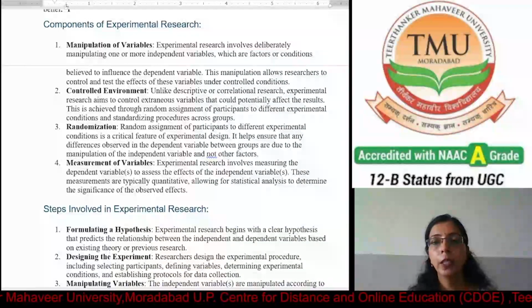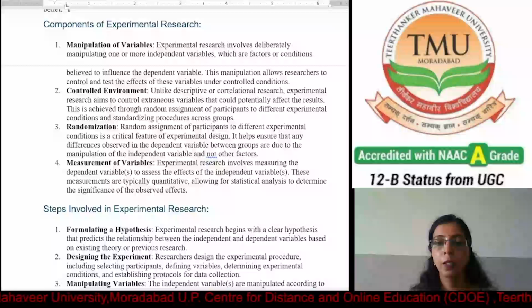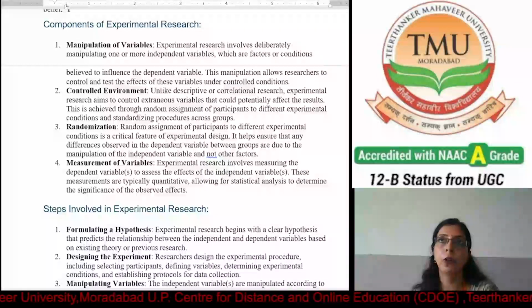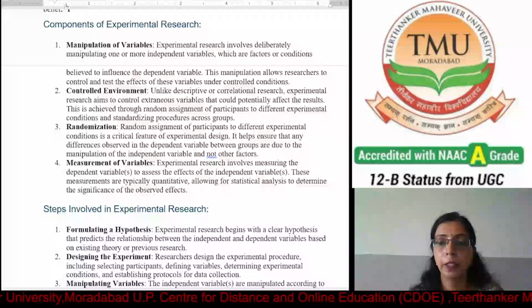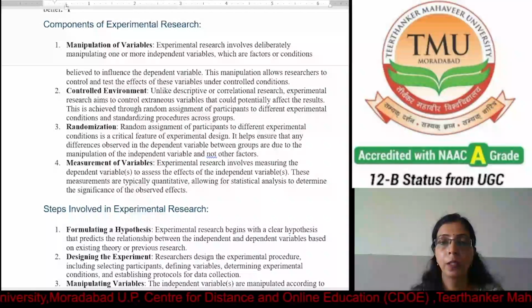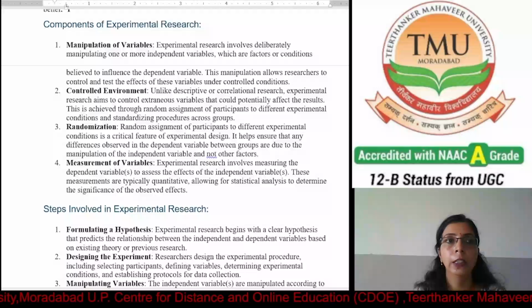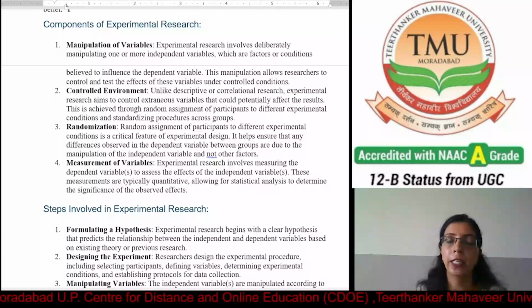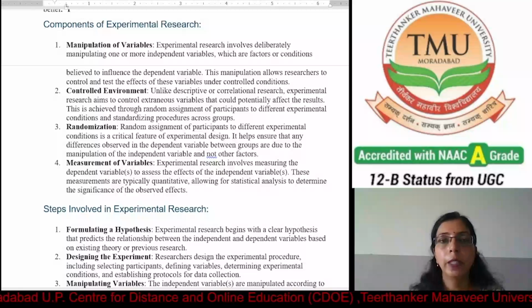Morning students. In today's session, we are going to discuss another important feature of experimental research method, which is validity of research, experimental design, validity of experimental design.